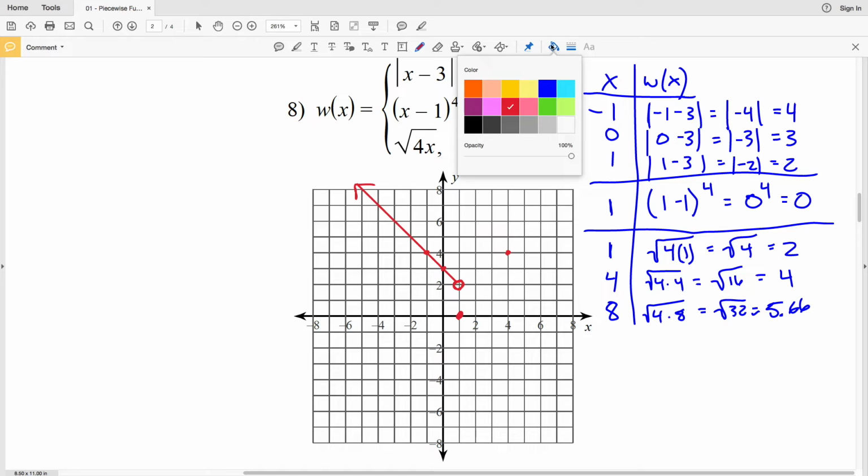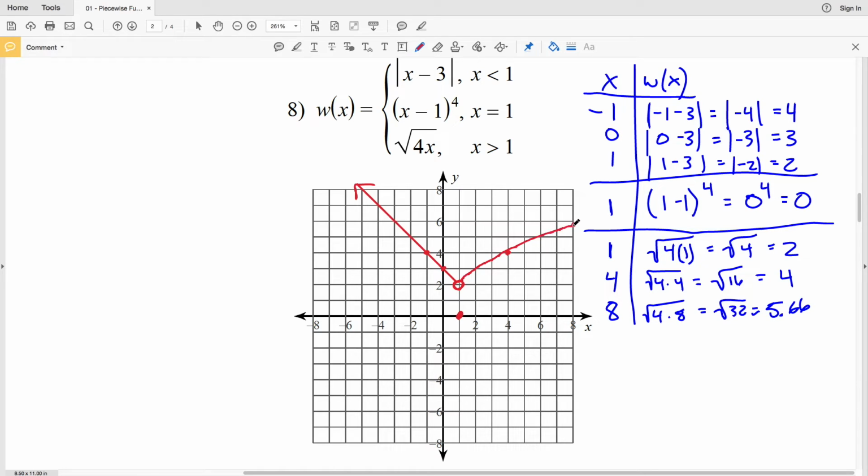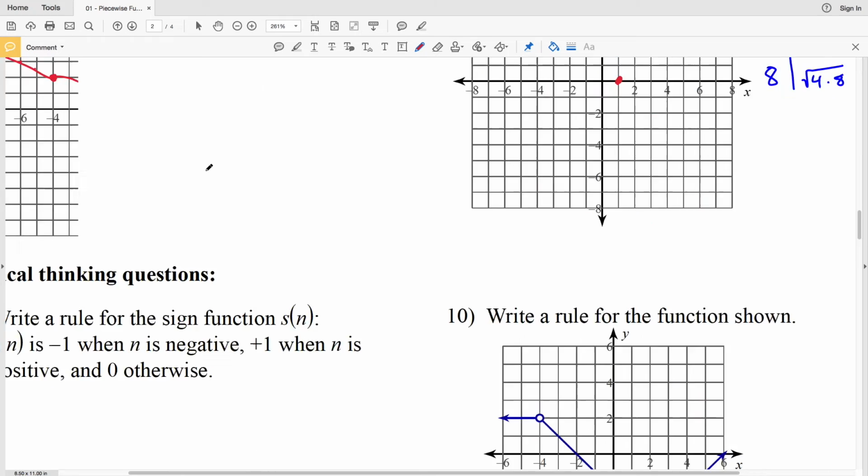So then 8, and then 5.6. So now we'll draw our curved line, going from our open circle, continuing off of the graph. And that's the solution to our piecewise function at number 8.